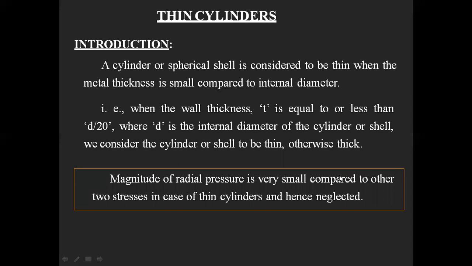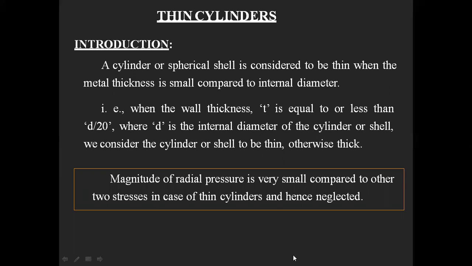So now let's go deeper. We are talking about thin cylinders, right? A cylinder or a spherical shell, like a ball, is considered thin when the metal thickness is small compared to the internal diameter. The thickness of the wall will be very small. We consider the wall thickness as T.